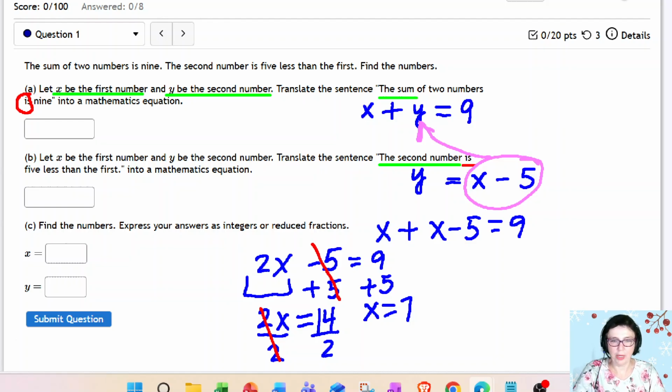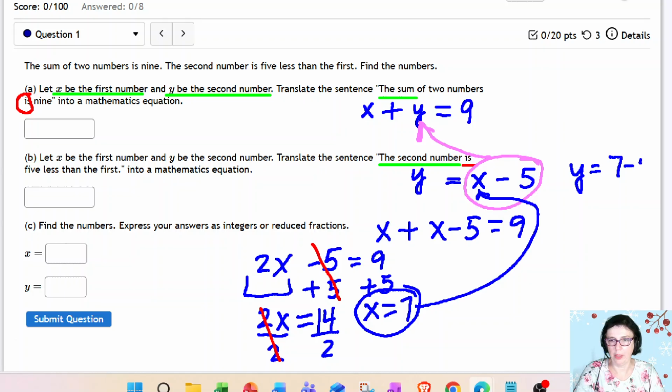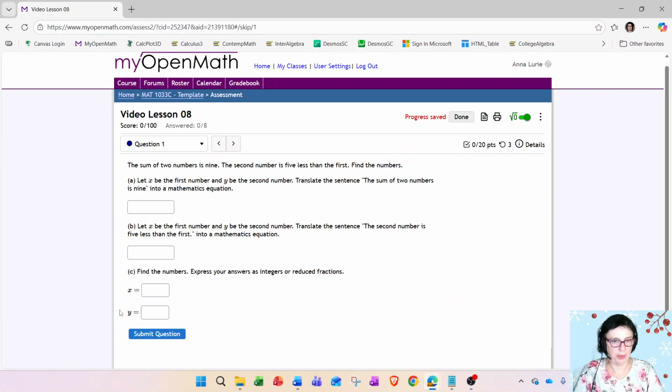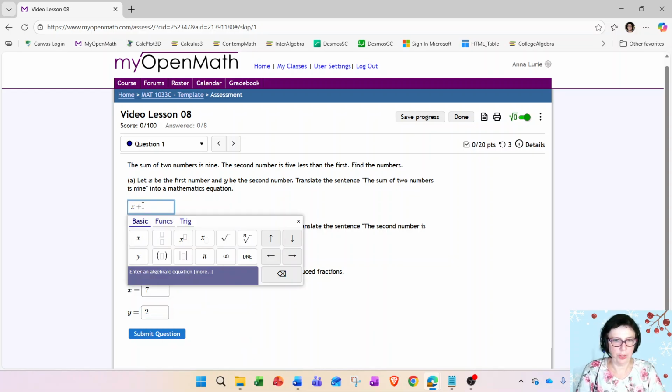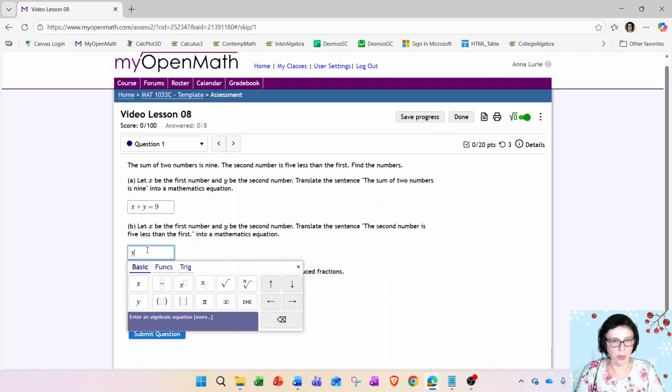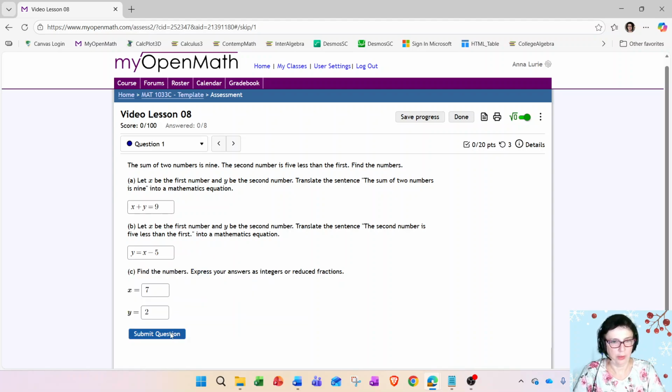And then once we've got x equals 7, we're going to go back over here and plug it in to find y. So y would be 7 minus 5, which is 2. Okay, so x equals 7 and y is equal to 2. Now let me see if I can enter that. The first equation was x plus y equals 9, and the second equation was y equals x subtract 5. All right, let's submit.